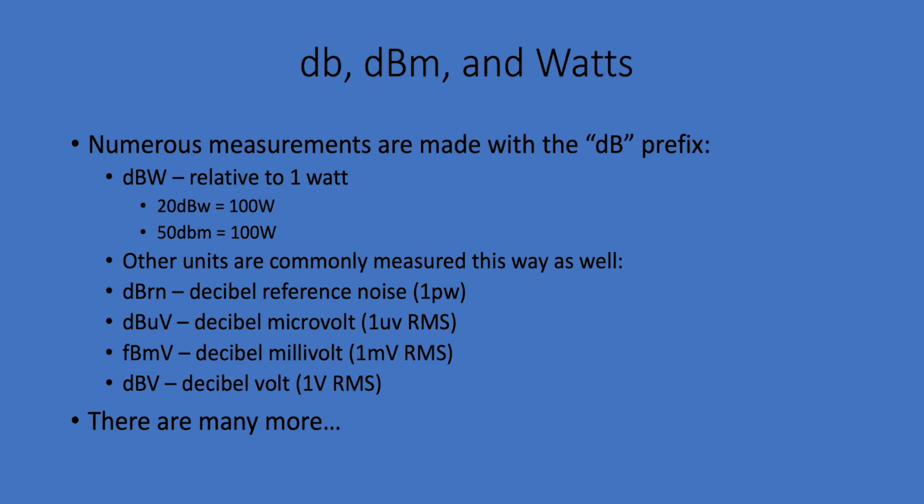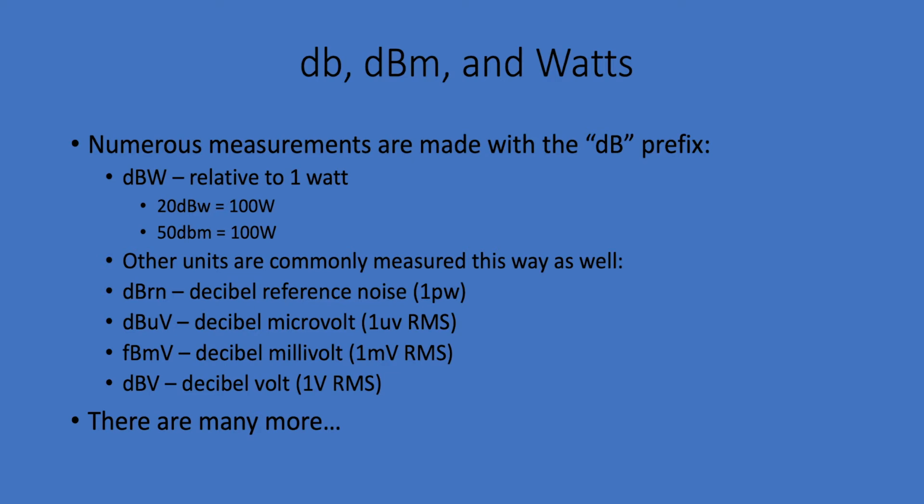Why is that? Because dBm is relative to 0.001 watts, and dBW is relative to 1 watt, and there's 3 orders of magnitude difference between 1 milliwatt and 1 watt. So 50 dBm is 100 watts, and 20 dBW is 100 watts. Interesting, huh? And you can measure a whole ton of other units this way.